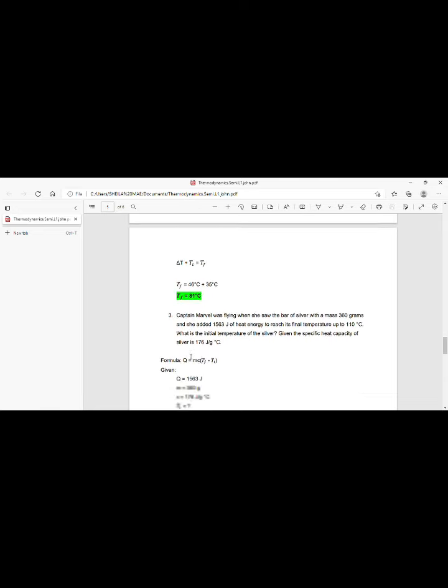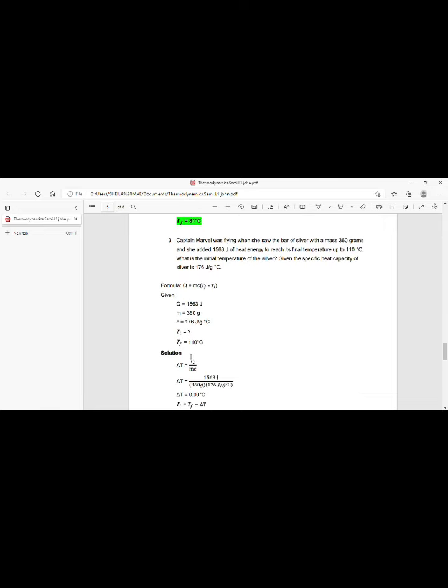Now we'll be going to proceed to problem number 3. Captain Marvel was flying when she saw a bar of silver with a mass of 360 grams, and she added 1563 joules of heat energy to reach its final temperature of 110 degrees Celsius. What is the initial temperature of the silver? Given the specific heat capacity of silver is 176 joules per gram degree Celsius.